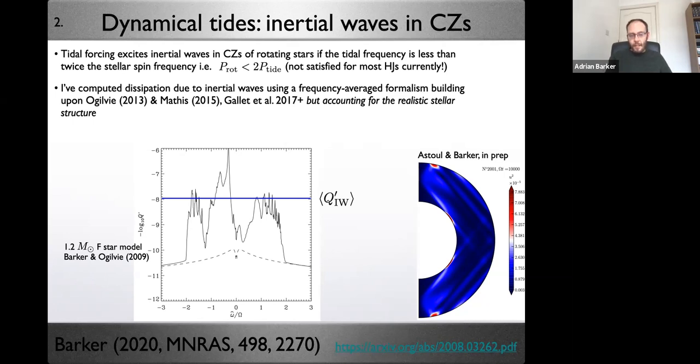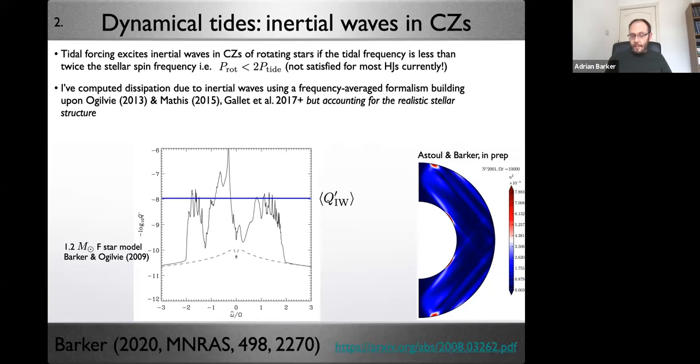This figure shows an inverse measure of the tidal quality factor, so the larger the values are here, the more dissipative the star is. This is based on a linear calculation looking at the waves in a spherical shell. What you can see is that when the inertial waves are excited, so when the tidal frequency is between twice the rotation frequency and minus that, there's a significant enhancement in the dissipation.